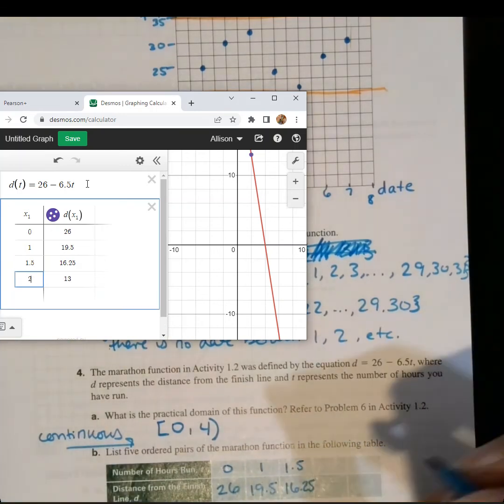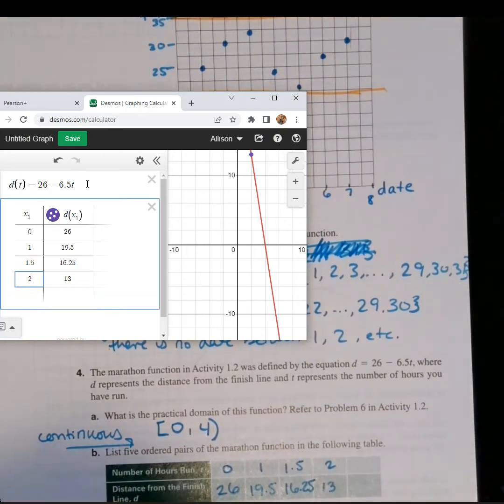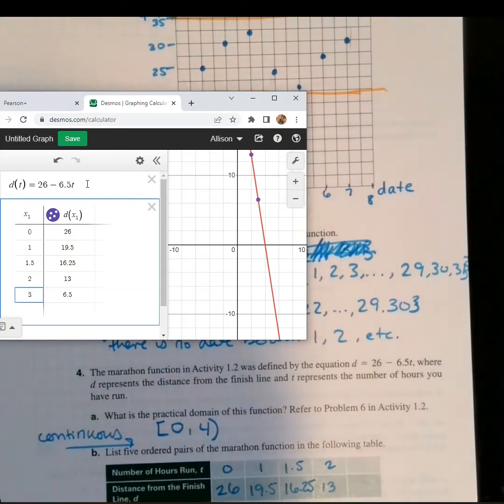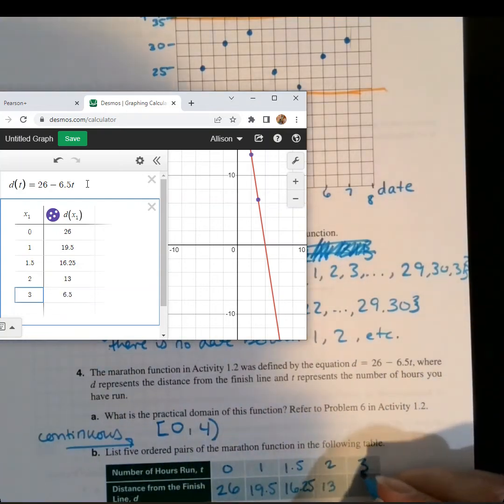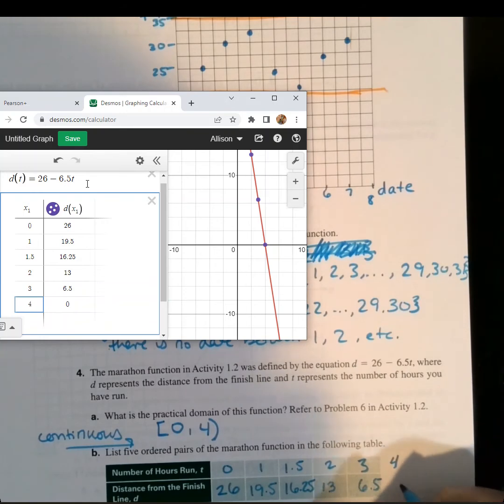And then we'll do 2. Run for 2 hours, I have 13 miles left to go. 3, not 23. 3, if I run for 3 hours, I have 6.5. And just for fun, if I've run for 4 hours, I have 0.